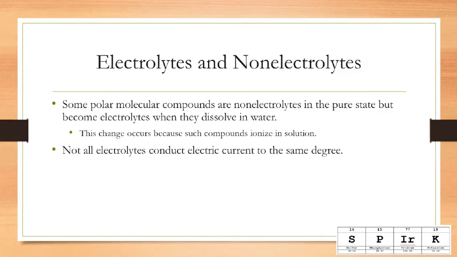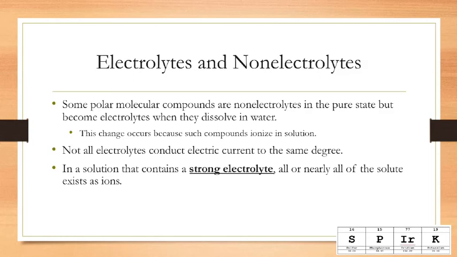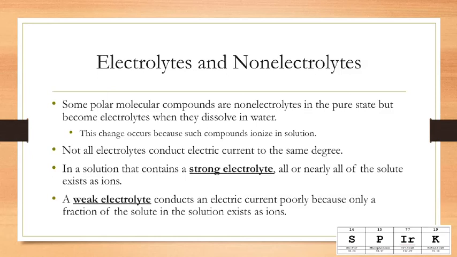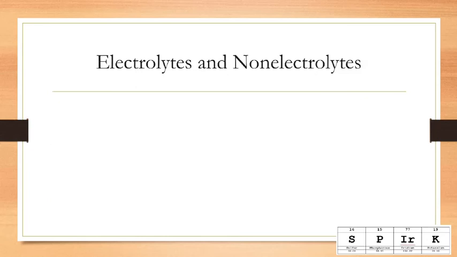Not all electrolytes conduct electric current to the same degree, however. In a solution that contains a strong electrolyte, all or nearly all of the solute exists as ions. A weak electrolyte conducts an electric current poorly because only a fraction of the solute in the solution exists as ions.